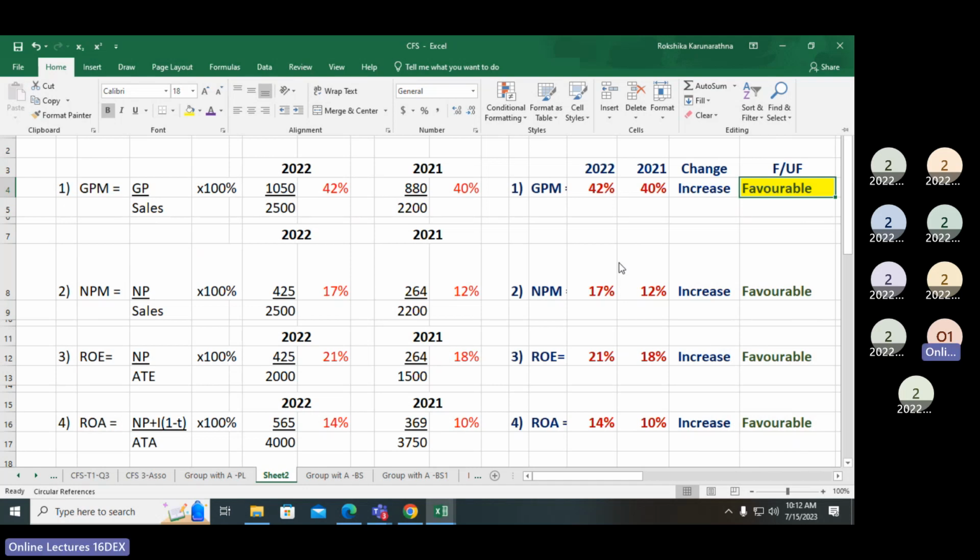A child, or someone doing O level, could look at this and say whether it is an increase or a decrease. You have to judge whether that increase or decrease is favorable or unfavorable. That is what interpretation is.